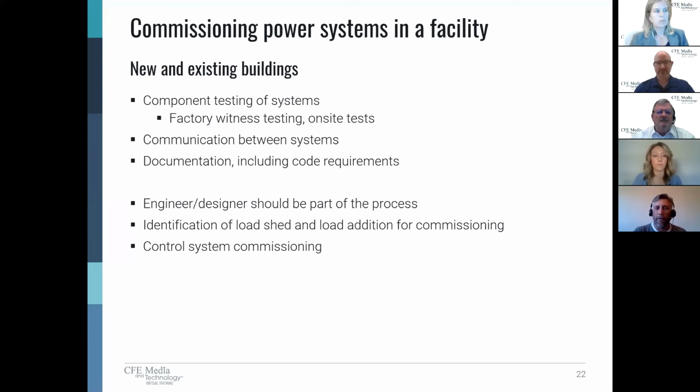The engineer and the designer should absolutely be part of the commissioning process on this. Again, it is their design. They need to be seen through to the end to assure that the installation, everything, was done correctly.